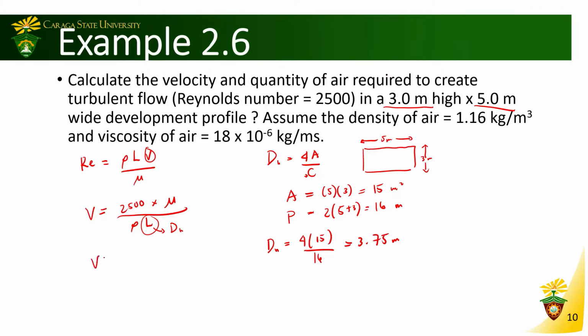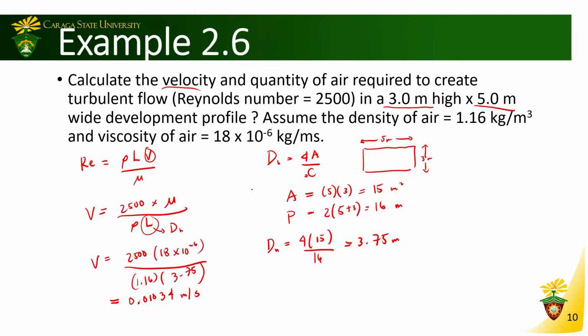Knowing that our equation to use is this one, okay, our viscosity is 18 times 10 to the negative 6 over the density, which is 1.16, and we know that the hydraulic diameter is 3.75. The velocity is given to be 0.01034 meters per second.